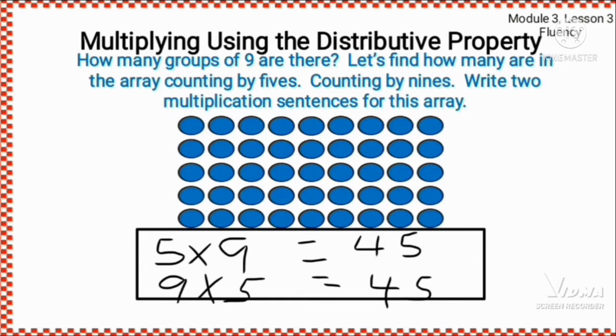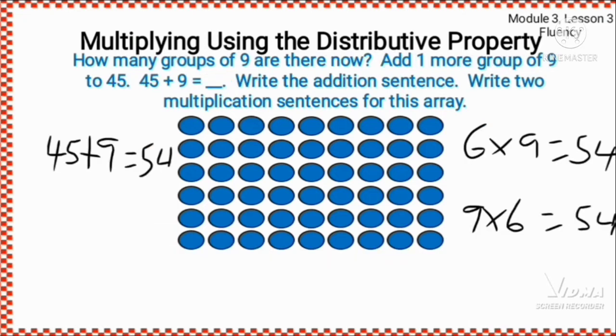Now look at the groups of 9 you see on this page. Let's find how many 9s we have in this array. There are 5 fives. If you see, each array is 5 and they give us a 5 by 9 array. The two multiplication sentences for this array are 5 times 9, which is 45, and 9 times 5, 45. Remember the commutative principle about multiplication, the commutative property.